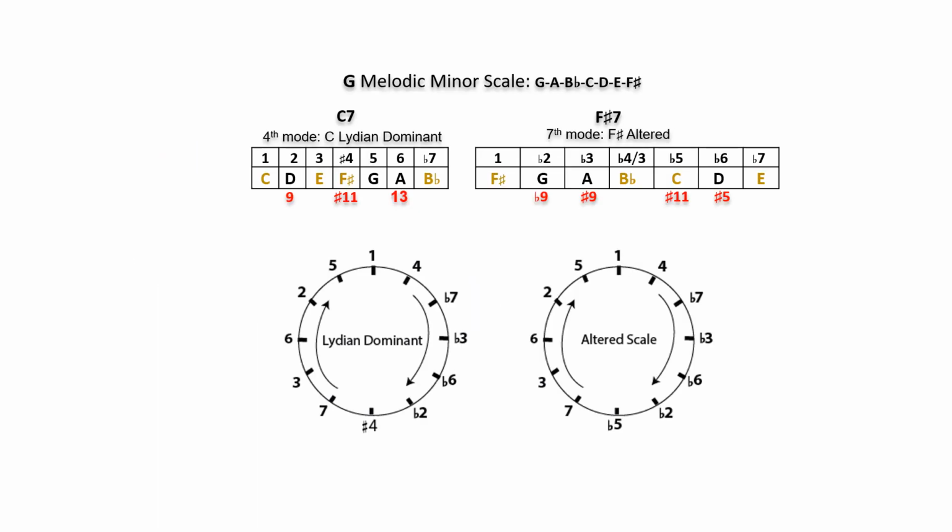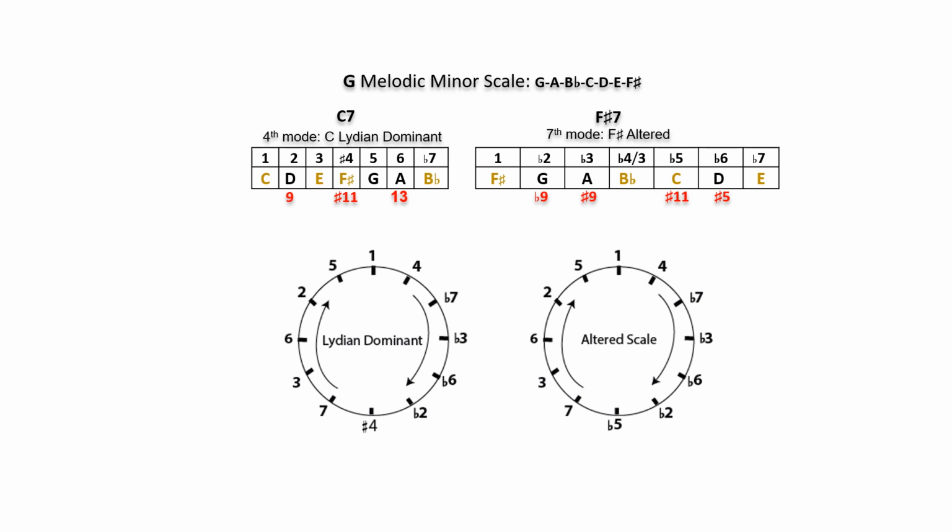Dominant 7th chords, C7 and F-sharp 7, whose roots are a tritone apart, come from C Lydian dominant, the 4th mode, and F-sharp altered, the 7th mode, of G melodic minor, respectively. These chords, separated by a tritone, share the same notes, and can substitute each other.